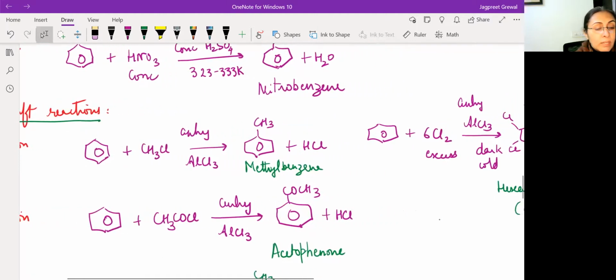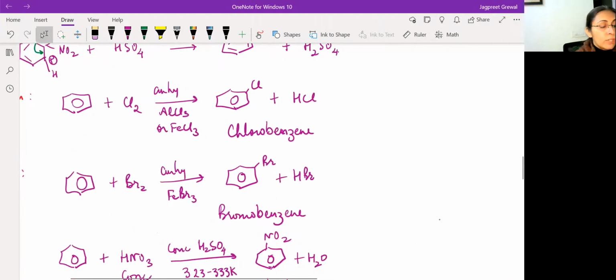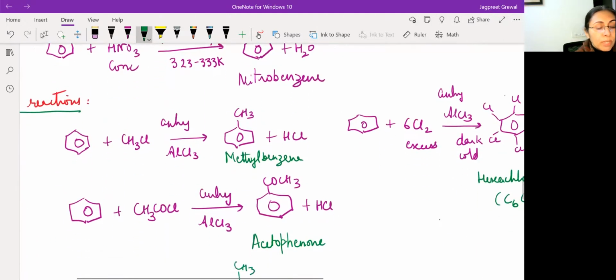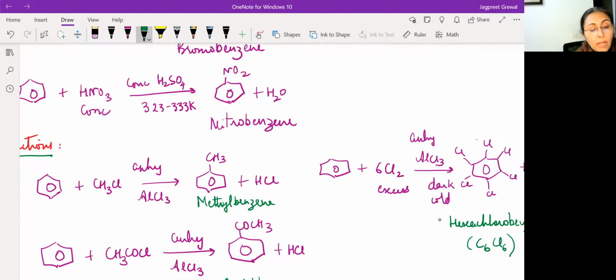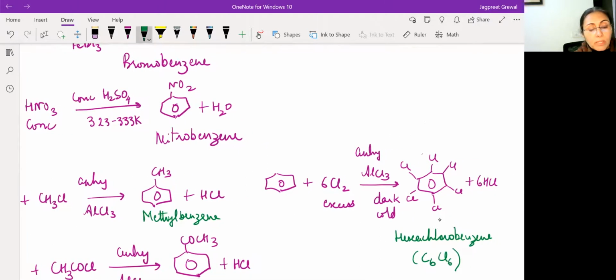Now in this case, suppose you carry out the chlorination. This chlorination, if you carry out with excess of chlorine, okay, anhydrous AlCl3, what happens? Instead of mono substitution, substitution of one chlorine, you get the poly substitution. Chlorine atoms can be substituted at all these positions. As a result, what do you get? You get hexachlorobenzene or C6Cl6. So that can also happen if you treat it with excess of chlorine.